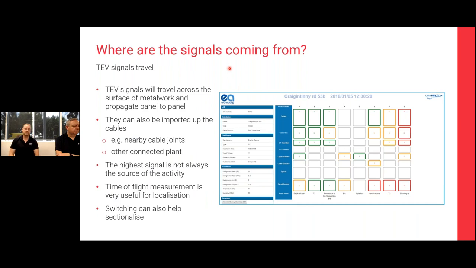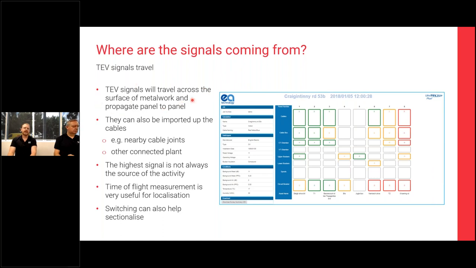Now, TEV signals can travel a long way along cables, and they can be imported through the air. So you can't go up and do one TEV test on one asset and say, diagnosed PD. You might have detected the signals from PD, but you need to test further and do extra things to figure out where the PD is coming from.